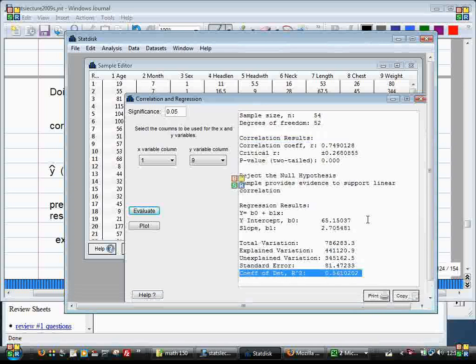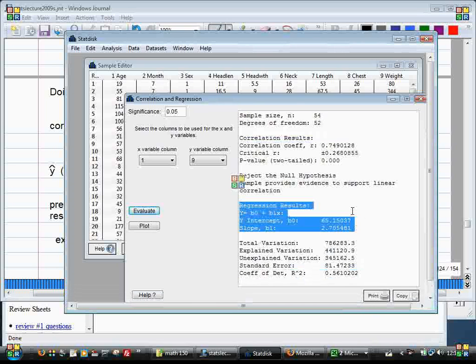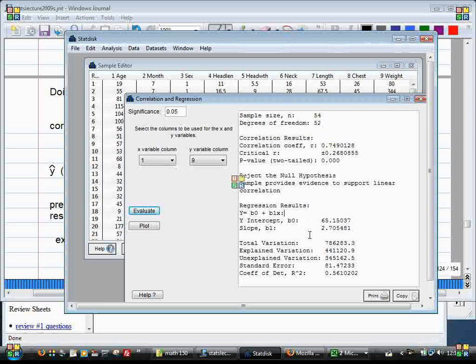Okay. Now where can we find the line of best fit? In the middle where it says regression results. Now let's figure out the way that it writes these things out. It says y, which is really y hat, equals b0 plus b1 times x. So what it's telling you is that in general it's going to be the equation of a straight line. But what are the numbers going to be? Well, it tells you the y-intercept b0 is 65.15 and then it tells you the slope, which is b1, which is going to be 2.71 if you round it. So now how can we take that and write down the equation for the line? It's going to be y hat equals what?